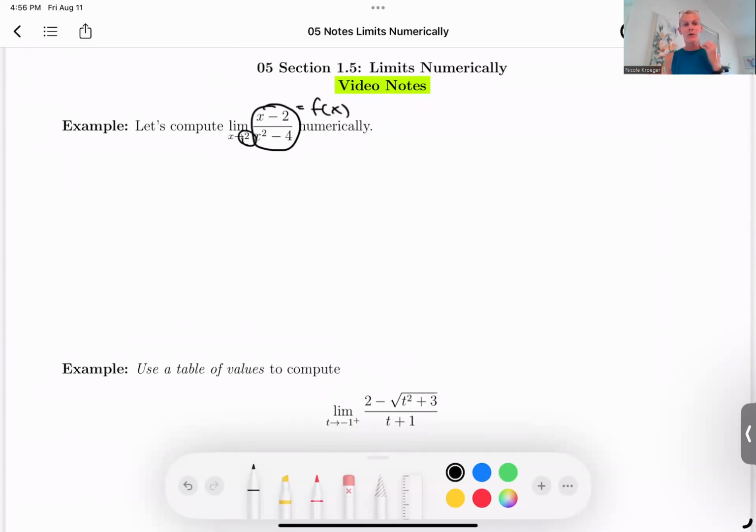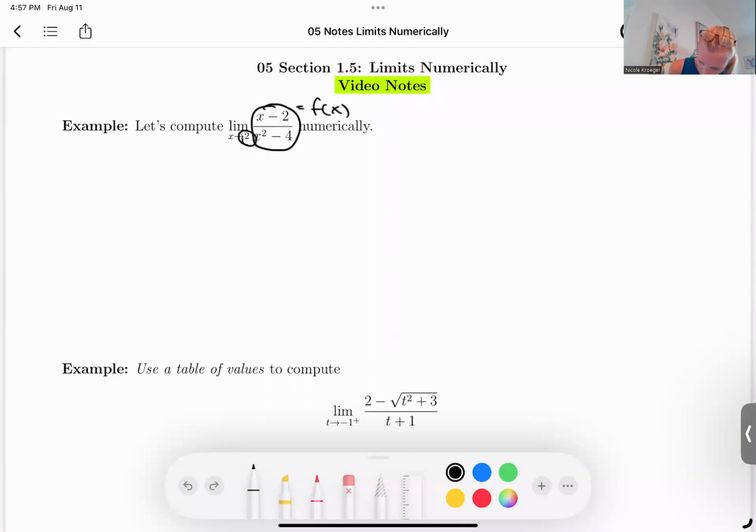We don't care what happens at 2 itself. And in this particular problem, if we plug 2 in, we get an error because the denominator is 0. But we just care what happens very, very close to 2. So what we're going to do is plug in numbers close to 2, and see if we can figure out what the y values are doing.